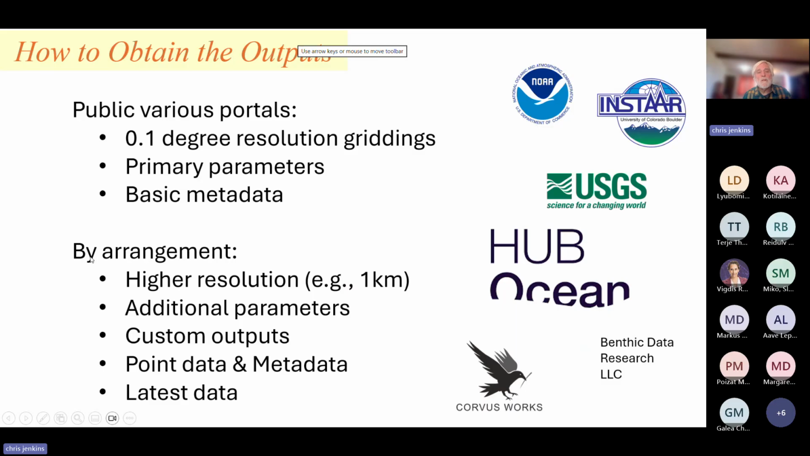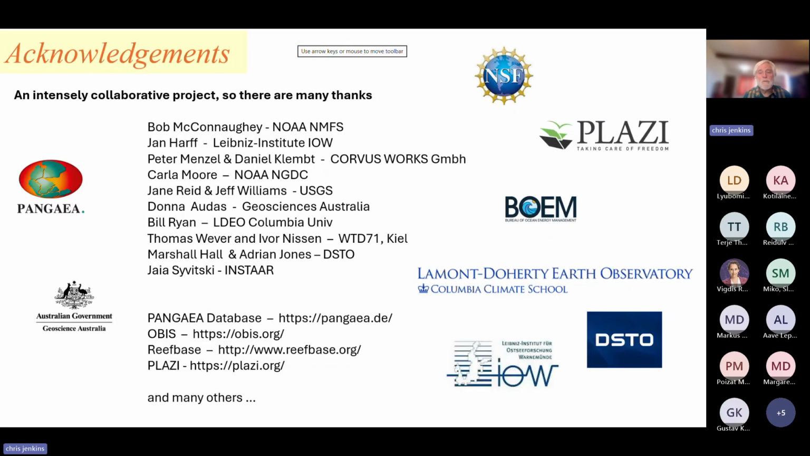Okay, so that's what I wanted to cover this morning, and how to obtain the outputs. There are several methods. Some of the deliveries are getting a bit old now, and we're looking to upgrade them, but I'll mention the USGS US seabed. You can get data from Instar in Colorado. And of course, this morning we're looking at the Hub Ocean delivery system. So thank you very much, and look forward to questions.